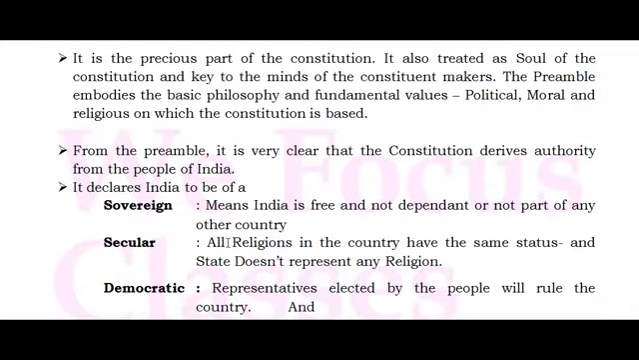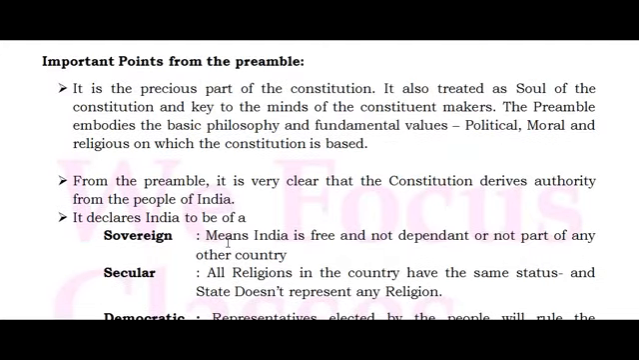What are the special features of the preamble? It is a precious part of the Constitution, and it's also treated as the soul of the Constitution. We say that the preamble is the soul of the Constitution, and it's key to the minds of the Constitution makers. When they constructed and wrote our Constitution, what they thought, what their aspirations and objectives were, everything is given here. It clearly says what kind of thought they had at that particular time. So it's key to the minds of the constitution makers.